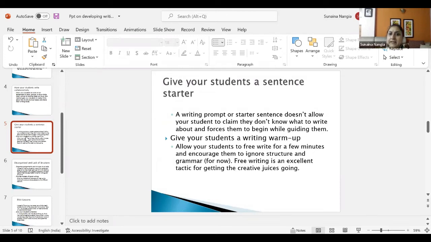Okay, so free writing is an excellent tactic for getting the creative juices going, right? So that's the whole idea of writing skills, right? So that they understand the topic, how I introduce this theme to you. Let's do an oral exercise quickly. Now, if I say restaurant, what are the words which come to your mind?